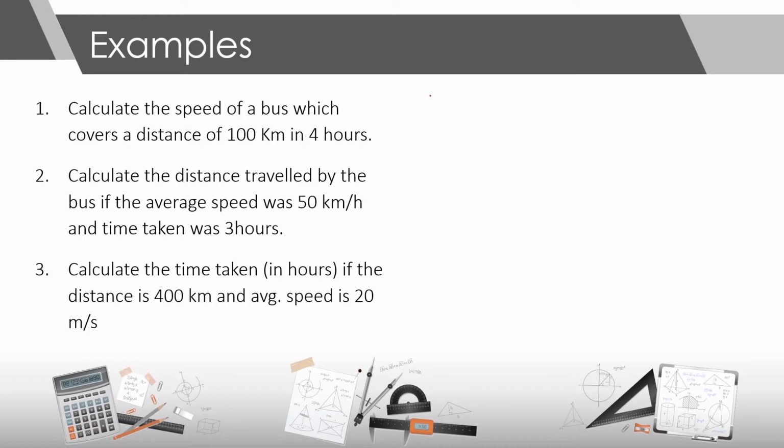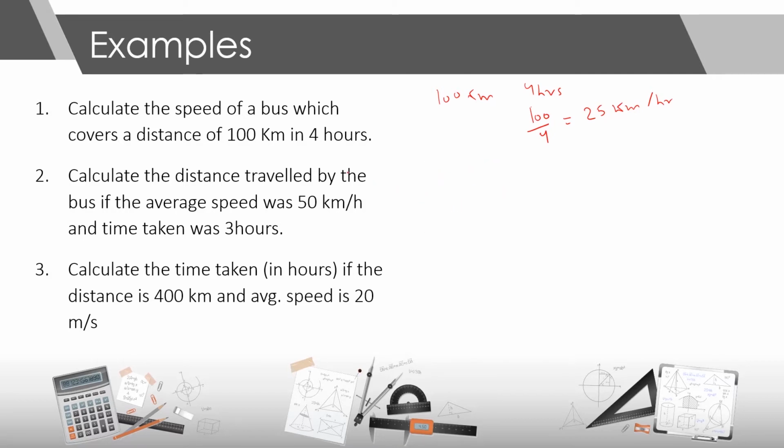Suppose that a bus is moving, it has covered 100 kilometers in 4 hours. So what is the speed? Speed is equal to distance upon time. Distance is 100, time is 4. So the speed is 25 kilometers per hour. So notice the units here. Distance was in kilometer, time was in hours. So the speed is in kilometers per hour.